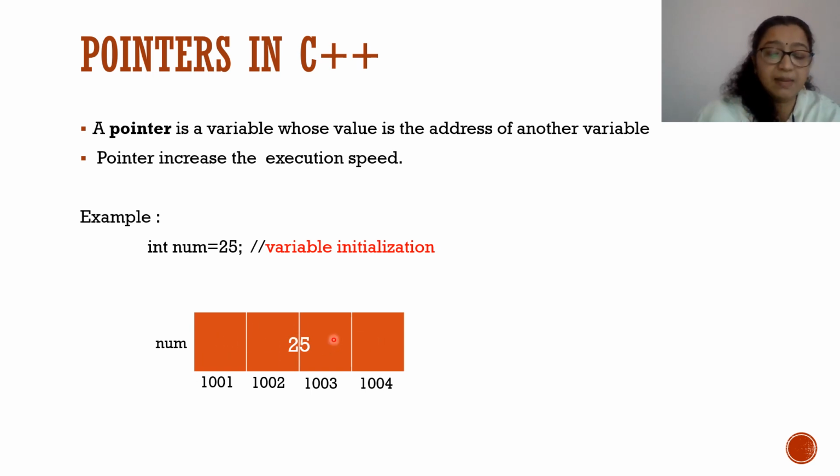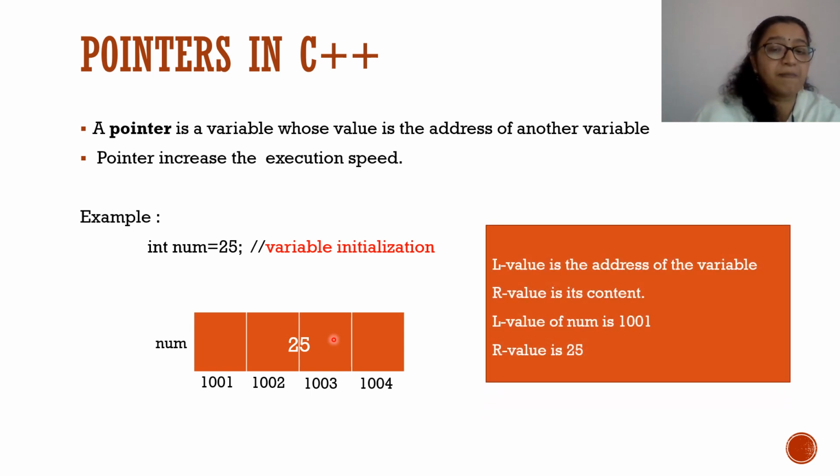Clear? Some technical terms are there to remember. Just see, L value is the address of the variable. See, the address of the variable num is what now? 1001. So we can call it the L value of num. So L value of num is 1001. And R value means the content, that is the value stored in that num, that is 25. So R value is its content. L value of num is 1001, R value is 25. Clear? Okay.